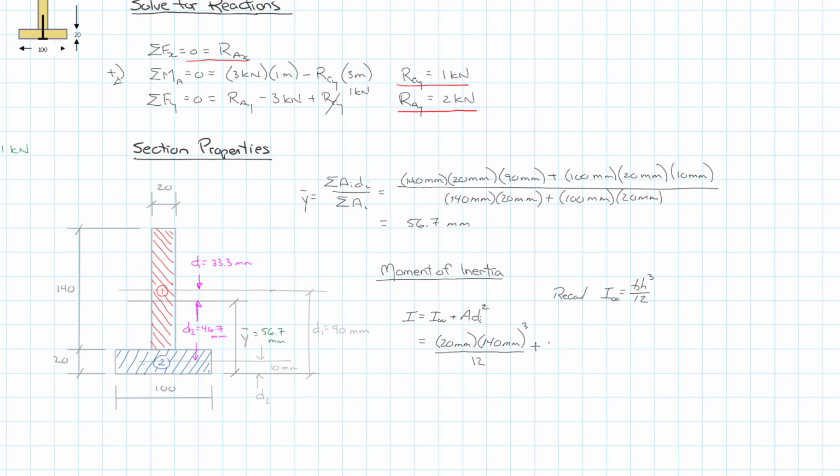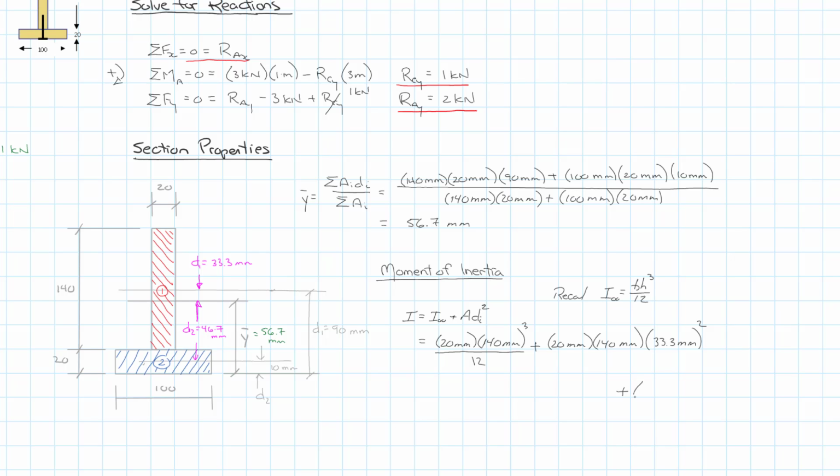And we'll add its area, which is 20 millimeters by 140 millimeters, all times d sub i squared. And so we said in this case, d1 is 33.3 millimeters, and that is squared. And to that, we have to add our second term. I'm just going to drop down here. So plus our b h cubed over 12 for the flange, or area 2.